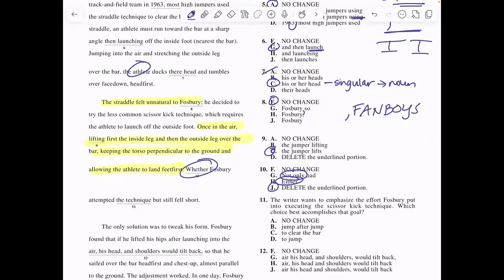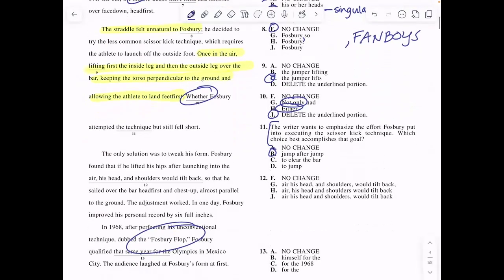Number 11, the writer wants to emphasize the effort Fosbury put into executing the scissor kick technique. Which choice best accomplishes that goal? So remember, for these, we're looking for something very specific. Emphasize the effort. So I would probably go B here, because if he attempted jump after jump, he is doing it over and over and over again. That to me tells you he's putting in a lot of effort if you're not just trying it one time and giving up.